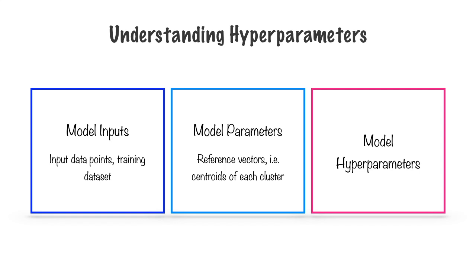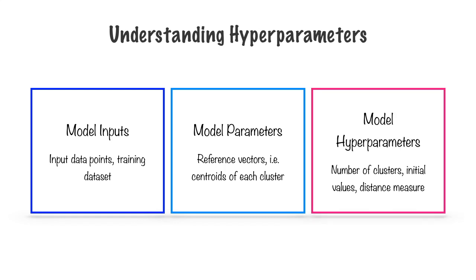And then we have the model hyperparameters. These are the parameters that we can tweak and set before we start the training process for our machine learning algorithm. But once training has started, hyperparameters remain constant. Hyperparameters are design choices that we make when we set up a machine learning model.